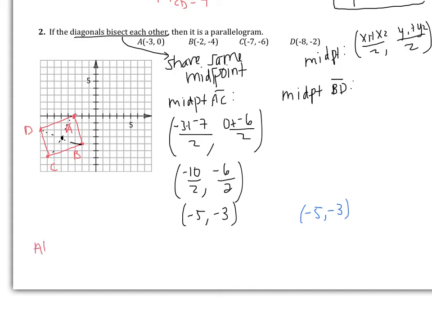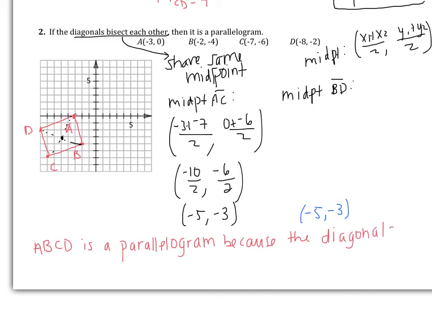So in this case, we're going to say ABCD is a parallelogram because the diagonals bisect each other. So that's another way of proving that a quadrilateral is a parallelogram. Again, you should have all the work to show that the midpoint of BD is -5, -3. So we have 2 more theorems. If you would flip the page, please.